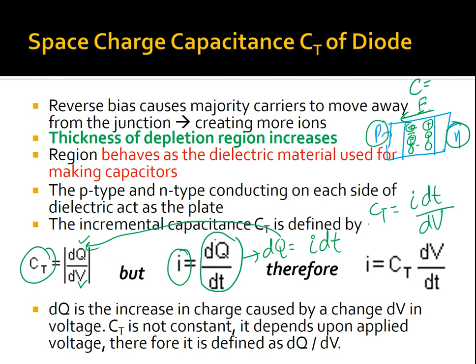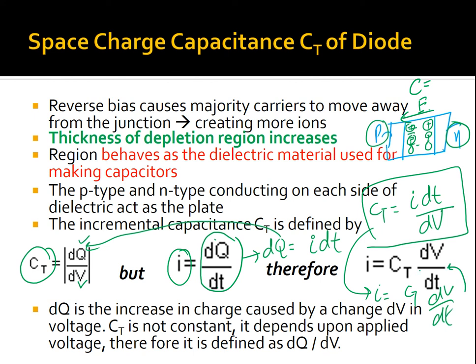Okay, C_T will be equal to I dt over dV. Or, if we rewrite this, I will be equal to C_T into dV over dt. So we can get this equation. Basically, the capacitance depends on the ratio of the change in charge with respect to the voltage. As the depletion region width is increasing and decreasing, this ratio is increasing and decreasing, so the capacitance of the diode will be increasing and decreasing.